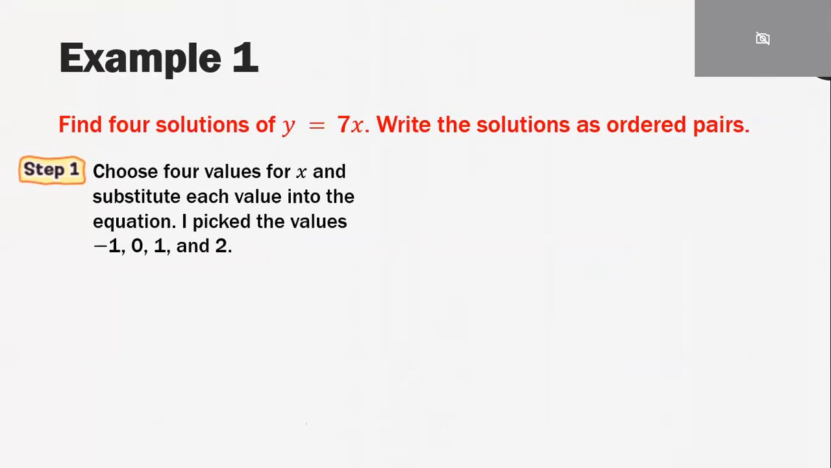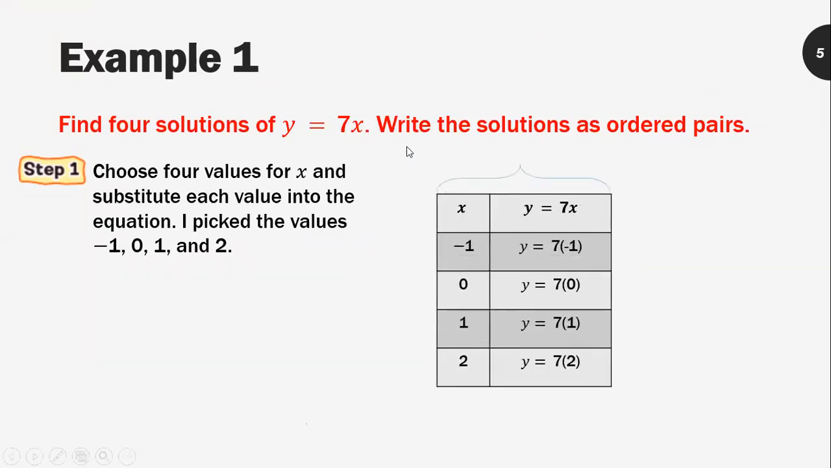Find four solutions of y equals 7x and write the solutions as ordered pairs. The first step is to choose values for x and substitute each value into the equation. I chose -1, 0, 1, and 2, and I inserted those values for x.